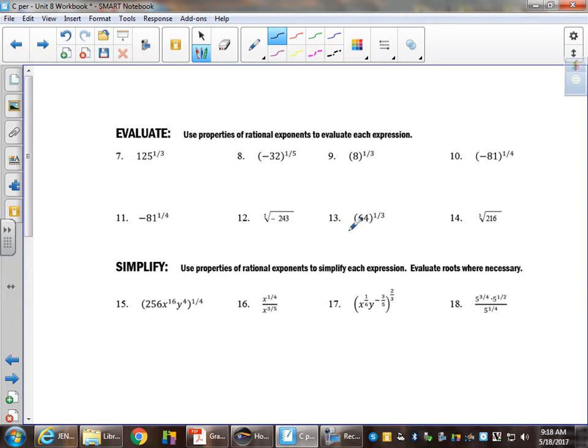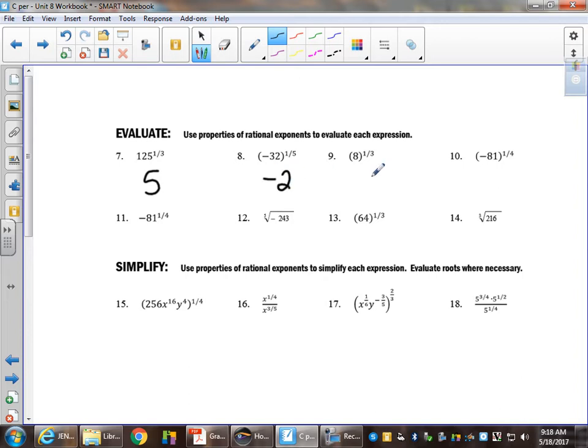7. How do I say 7 out loud? Okay, not the answer. Try this again. How do you say this out loud? Okay, 125 to the 1/3, or 3rd root. That's what I was looking for. 3rd root of 125 is 5. How do you say this one out loud? 5th root of -32.